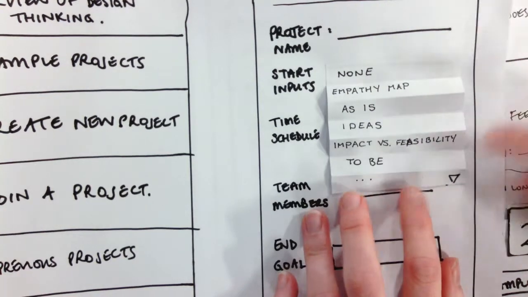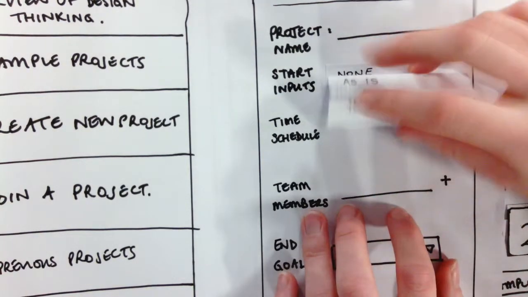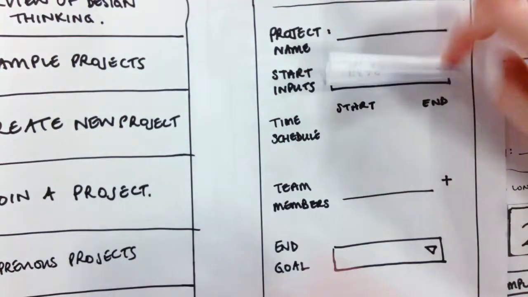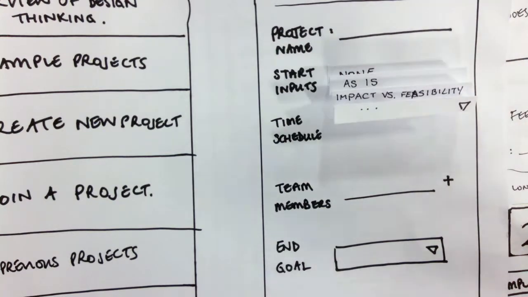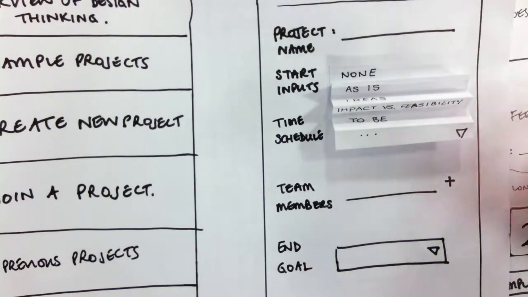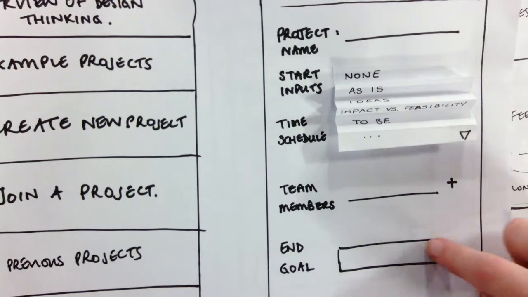So I can say I've currently done an as-is scenario, so I'm going to start from there and click that. I can add a start and end time, team members, and the end goal is the same as the start. I'll pick where I want to get up to. So I could say I want to get up to paper prototypes and enter that in here.